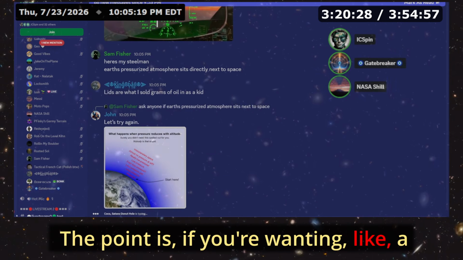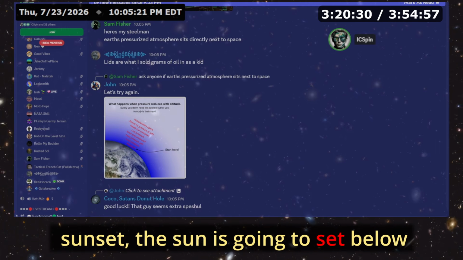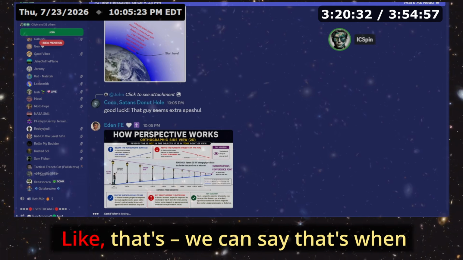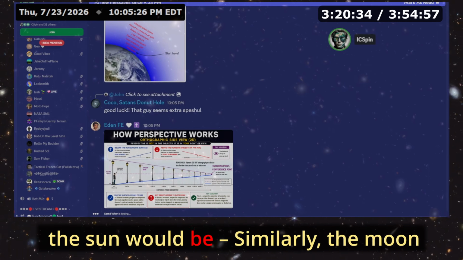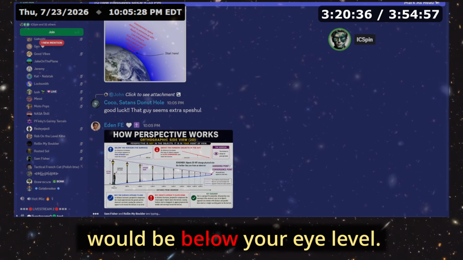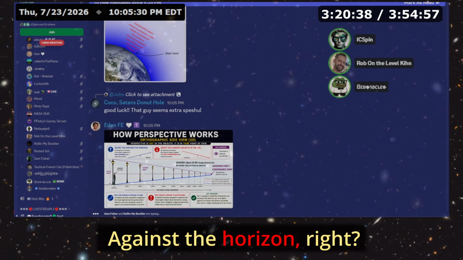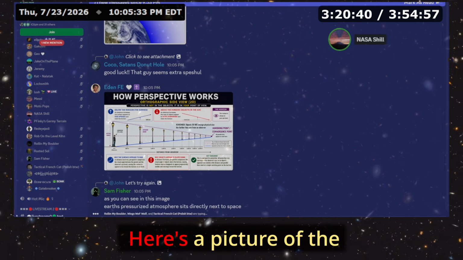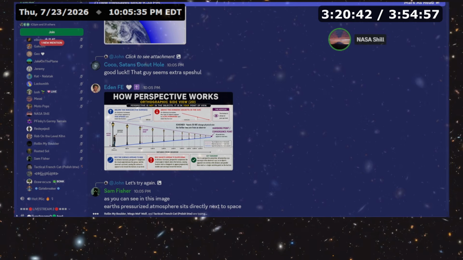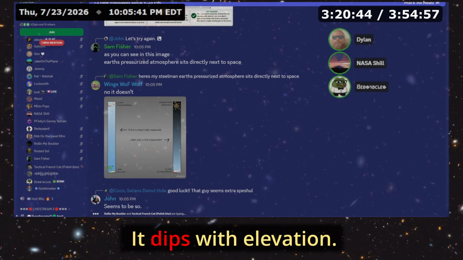The point is, if we're watching a sunset, the sun is going to set below your eye level, right? Similarly, the moon would be below your eye level when the moon sets against the horizon, right? Yeah, here's a picture of the horizon below your eye level, though. It's called horizon dip. It dips with elevation.